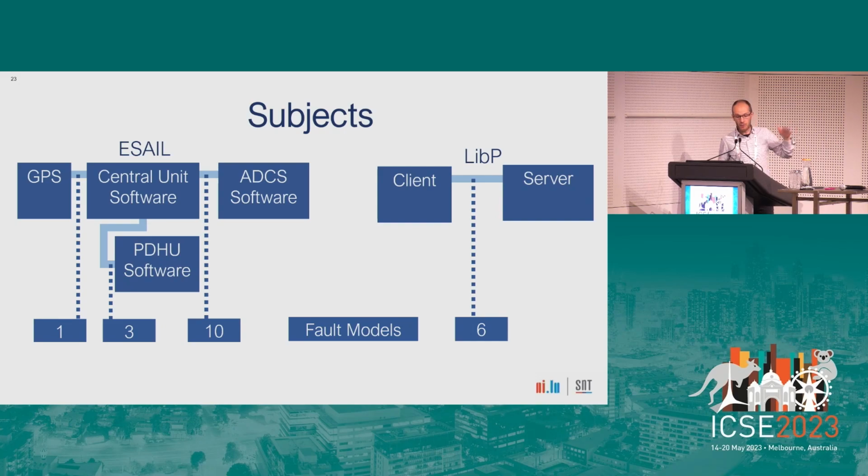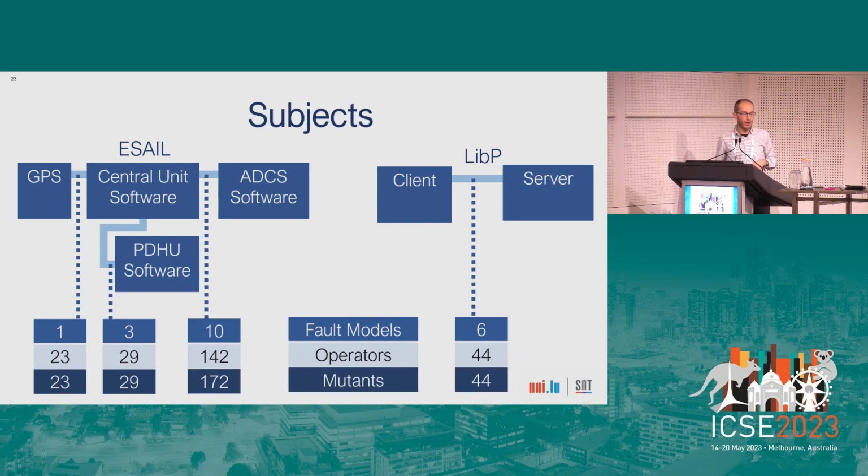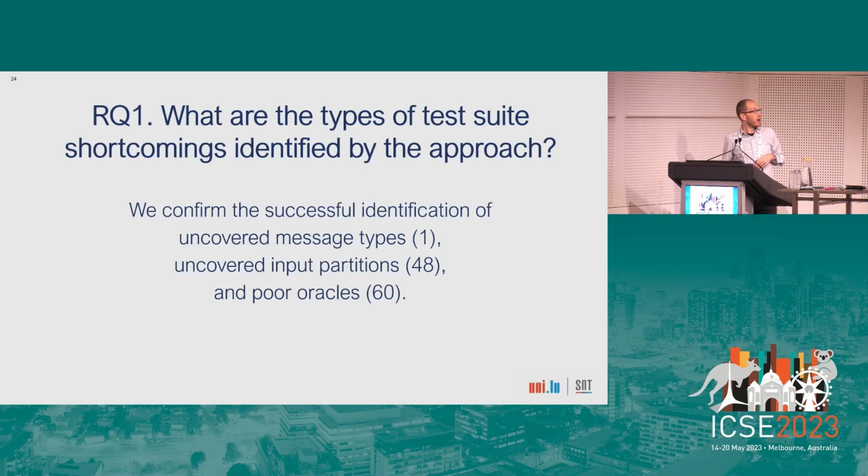And basically for them we have a different number of fault models, mutation operators configured, and number of mutants that we derive automatically from them. So quickly, the first research question is about the type of shortcomings that we can identify. From our results, we have a confirmation that we identify uncovered message types, uncovered input partitions, and poor oracles. And this was confirmed by our industry partners to be informative feedback that they were not aware of.